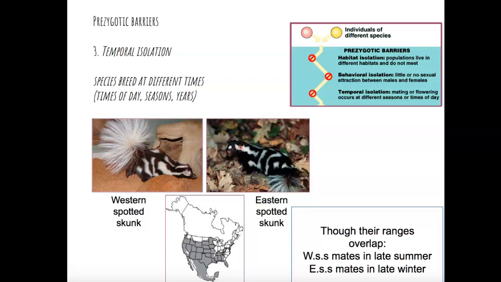And this makes sense when you think about the winters in the eastern half of the country, where during the winter you would not want an eastern spotted skunk to have babies that are born in the middle of the winter when there is no food around. So instead, the eastern spotted skunks mate in late winter, and then they have their babies in late spring when food is abundant and they can survive. So again, temporal isolation just means that you have species that are breeding at different times, and therefore they are not able to breed with each other because they're not fertile and looking for mates at the same time.